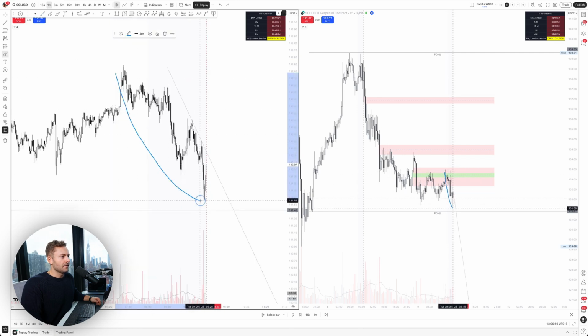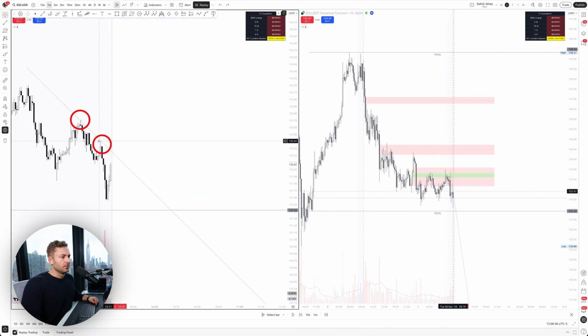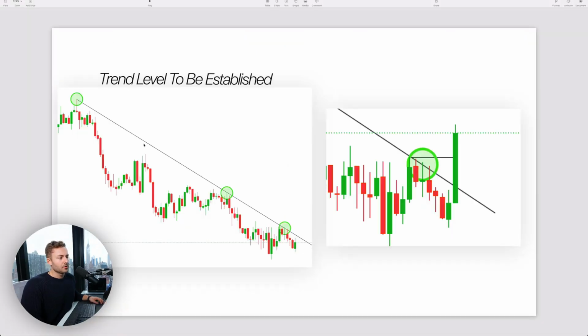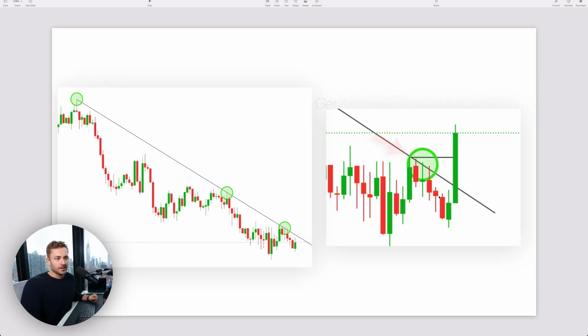So I'm noticing we have a downtrend set up right here, and we're getting a response off of this level and this level. And what I'm really looking for is for a trend level to be established, and then for us to get a candle where it's significantly pushing out of this trend line area. And it's creating 2 things. The first thing that we want to see is something called a change of character.